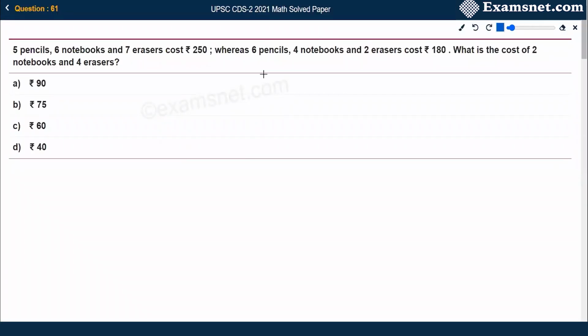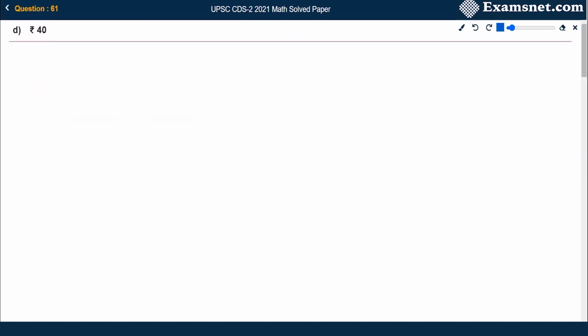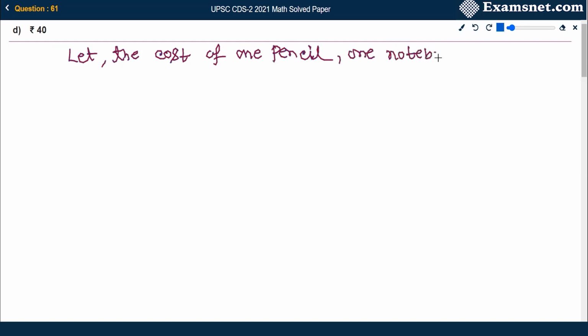Again, option C is the correct answer. In question number 61, it is given that 5 pencils, 6 notebooks and 7 erasers cost rupees 250, whereas 6 pencils, 4 notebooks and 2 erasers cost rupees 180. What is the cost of 2 notebooks and 4 erasers? Okay, so we have to assume the cost of 1 pencil, 1 notebook and 1 eraser in terms of any alphabet. So let the cost of 1 pencil, 1 notebook and 1 eraser be X, Y and Z respectively.